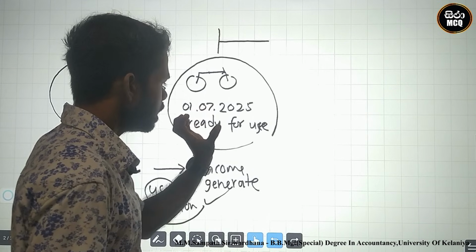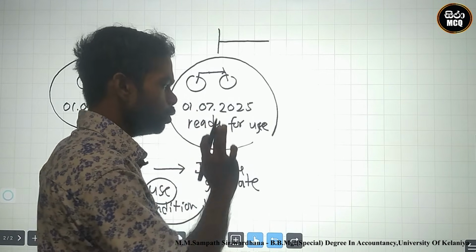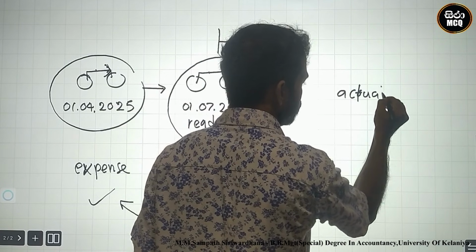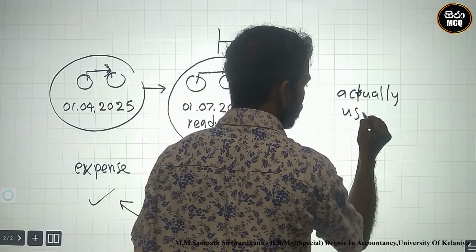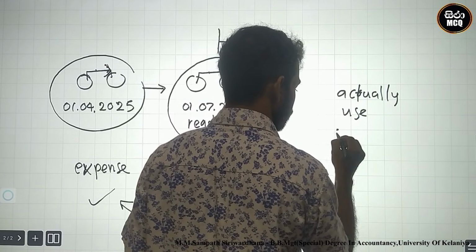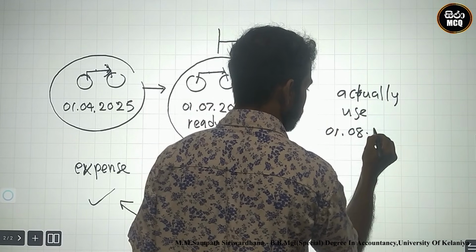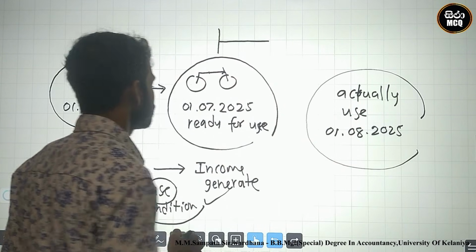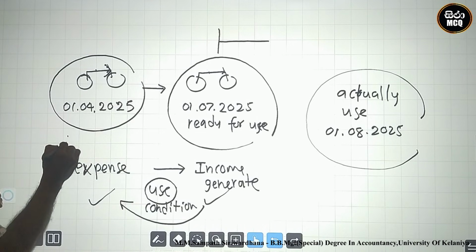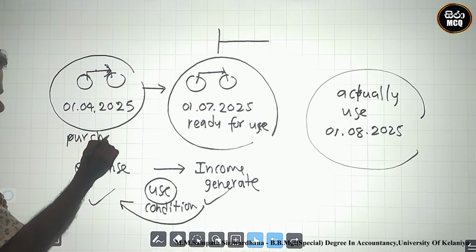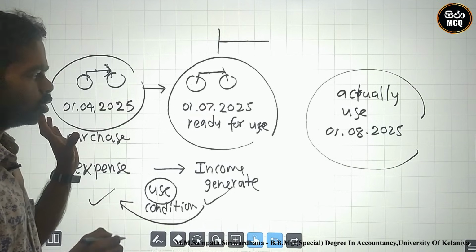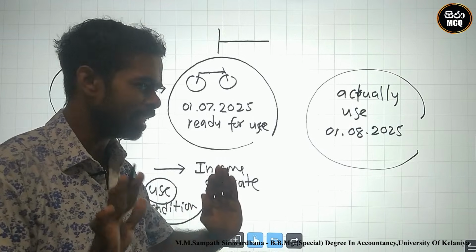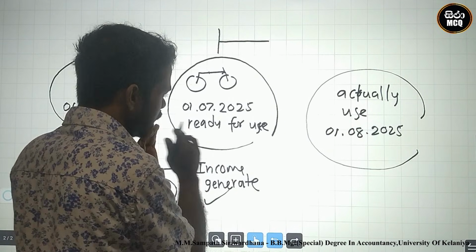Look here, this is ready for use, but you actually use this bike on 1st August 2025. What is the depreciation date? This is the purchasing date, this is the purchase date. We cannot say it is not ready for use, since this is full insurance quality. Okay, we can write it as ready for use.